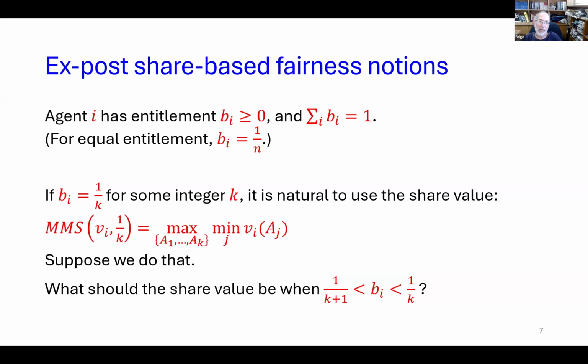So the agent's possible share value would be that the agent can partition all items into k bundles, not n bundles, in the way which is best possible for the agent, under the assumption that she will receive the worst of these bundles. So suppose that indeed this is what we do: if the entitlement is 1 over an integer, we use the MMS with respect to this integer k as the share value. And the question is, in that case, what should the share value be when the entitlement is not 1 over an integer, but let's say between 1 over k and 1 over k plus 1.